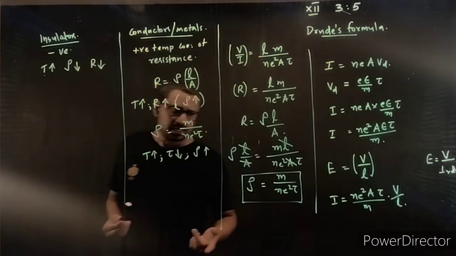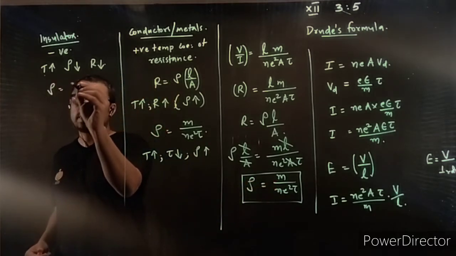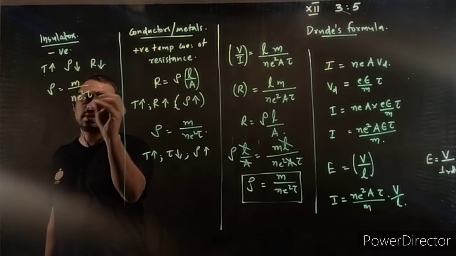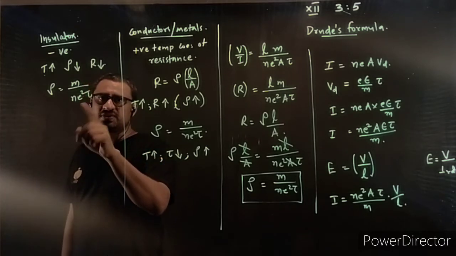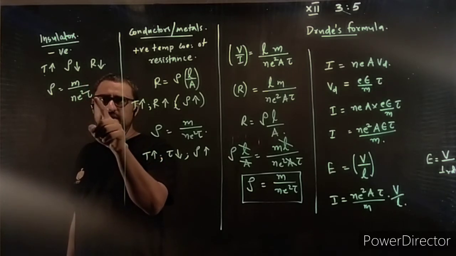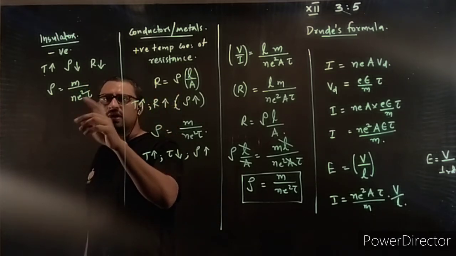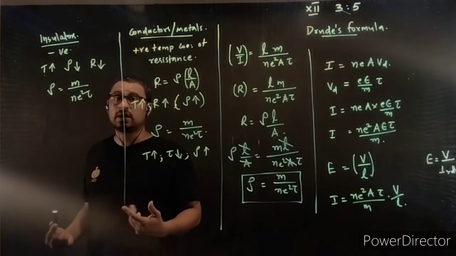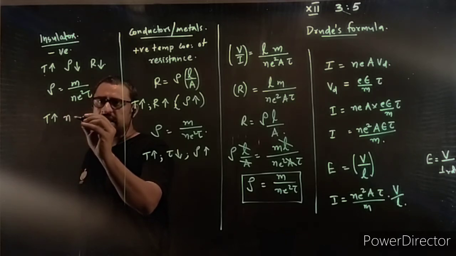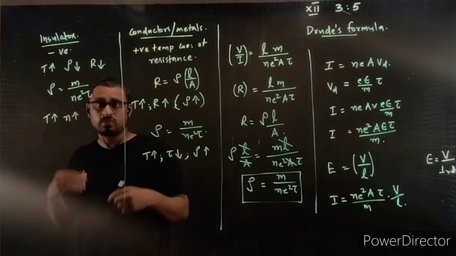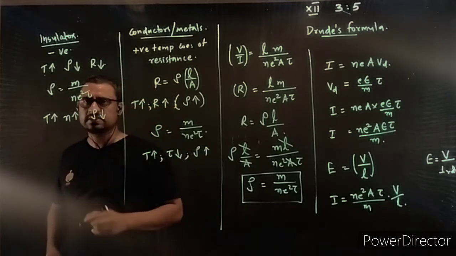What happens here is when temperature increases, what do you mean by this, small n? So rho is equal to m by ne squared tau, right? Here m is the mass, n is the number of charge carriers per unit volume, e is the electronic charge and tau is the relaxation time. When temperature increases, what happens? More and more electrons get freed. So n increases. Why? Because more and more electrons get freed. So when n increases, resistivity decreases.